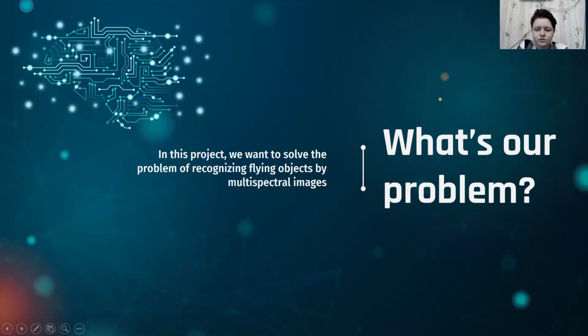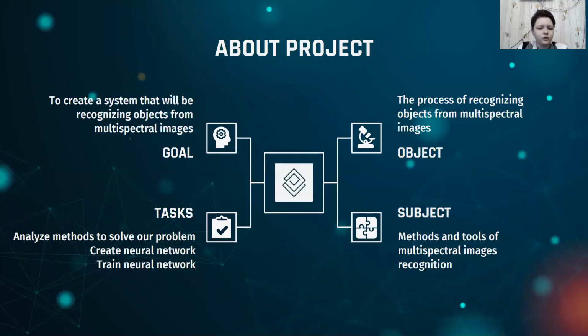Now we understand that multispectral images can be used in many different areas, but what problem are we going to solve in our project? Well, in this project, we want to solve the problem of recognizing flying objects by multispectral images. A little more about our project. Our goal is to create a system that will be recognizing objects from multispectral images. We set ourselves the following tasks: analyze methods to solve the problem, create a neural network, and train it. The object of our project is the process of recognizing objects from multispectral images, and the subject is methods and tools of multispectral images recognition.